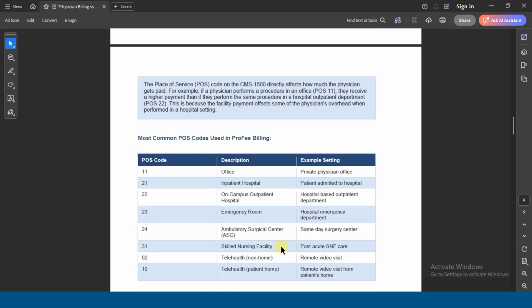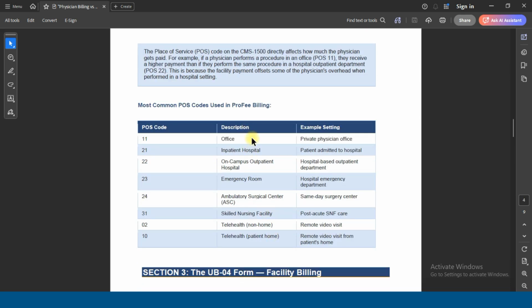The most common POS codes we use in professional billing are 11, which is for office, a private physician office; 21, inpatient hospital, where the patient is admitted to the hospital; 22, on-campus outpatient hospital, a hospital-based outpatient department; 23 is for ER, the hospital emergency department, and so on. 24 is for ambulatory surgery center. So these are the POS codes for professional billing.